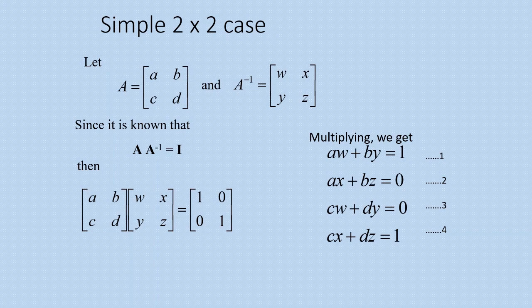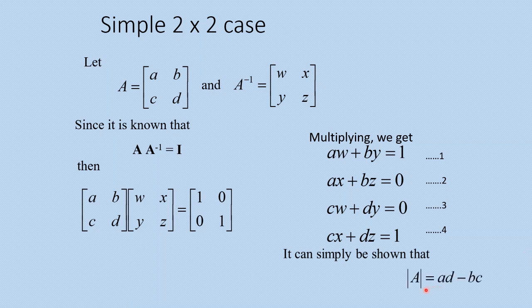AW plus BY is equal to 1, equation 1. AX plus BZ is equal to 0, equation 2. CW plus DY is equal to 0, equation 3. CX plus DZ is equal to 1, equation 4. It can be shown determinant A is equal to AD minus BC.